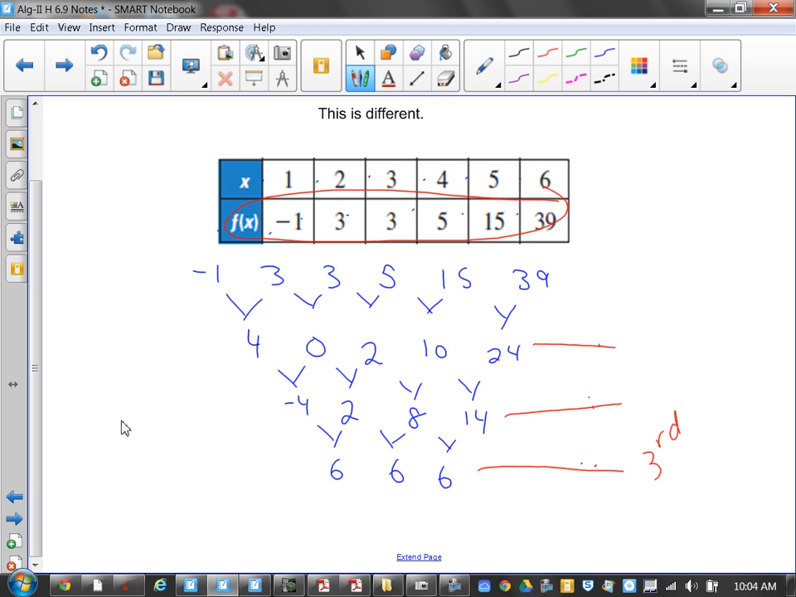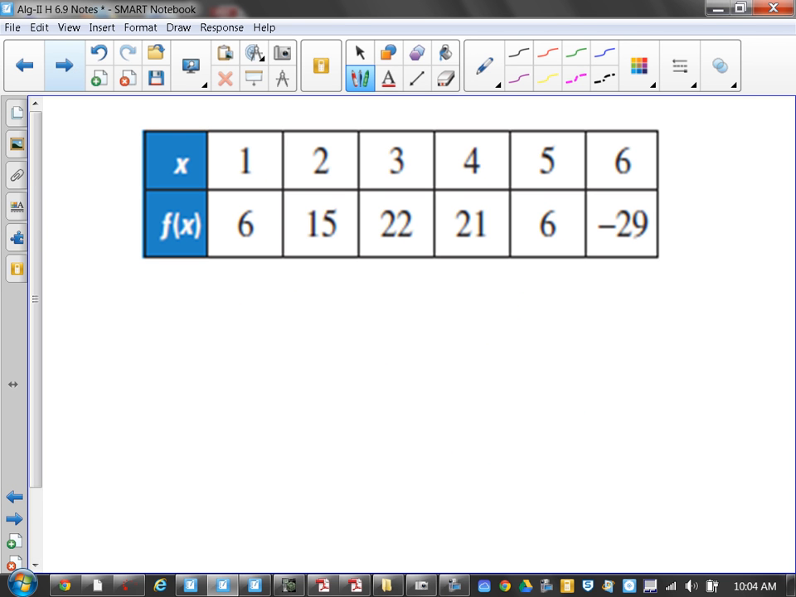Want to do one more? Alright. So we have 1, 2, 3, 4, 5, 6. Our f of x values are 6, 15, 22, 21, 6, and negative 29. You should have x's on there, because there has to be a consistent setup to make this work. 9, 7, negative 1.